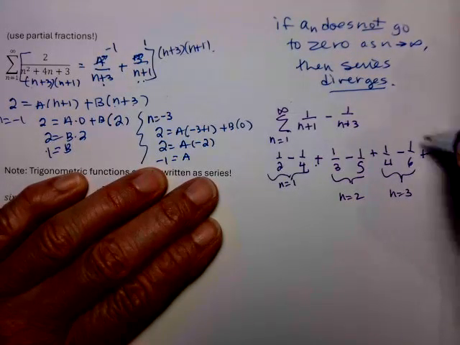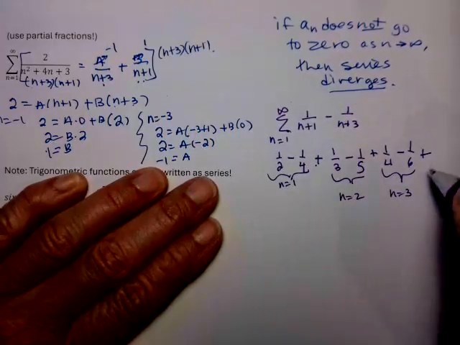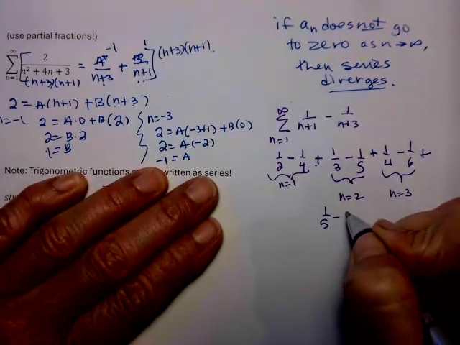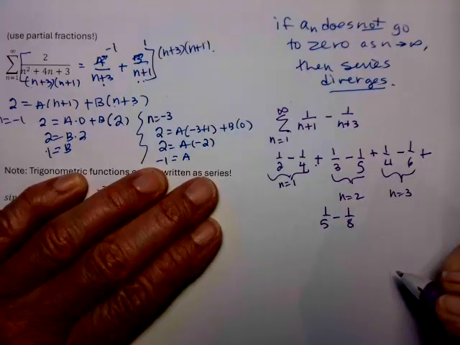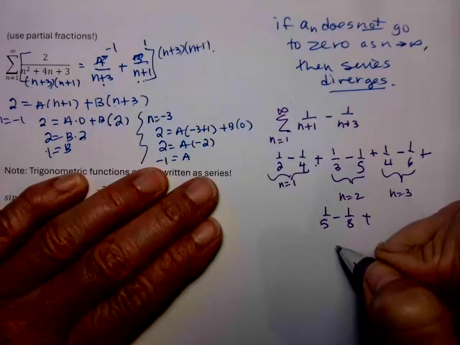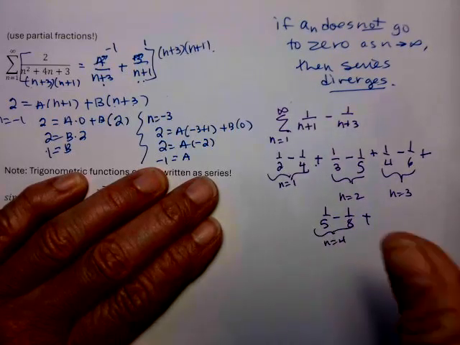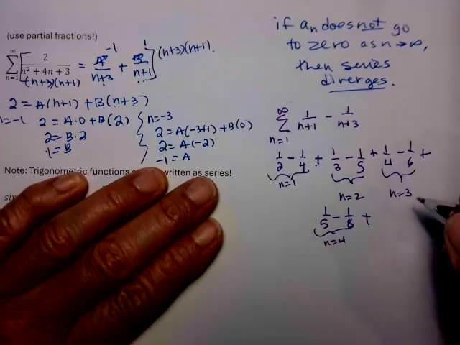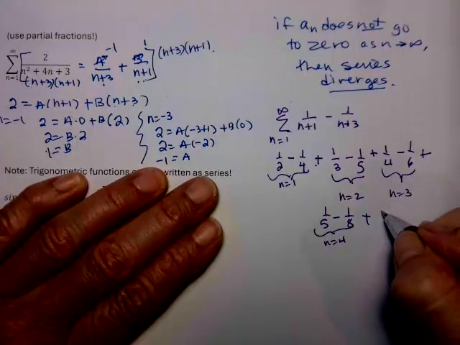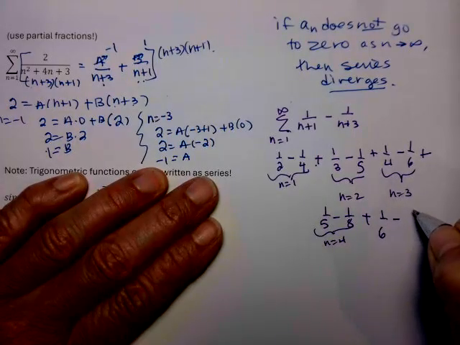N equals 4, I get 1/5, so plus 1/5 minus 1/8. I know, one more. It's harder for me when they're not exactly lined up. N equals 5 will give me 1/6 positive minus 1/8.